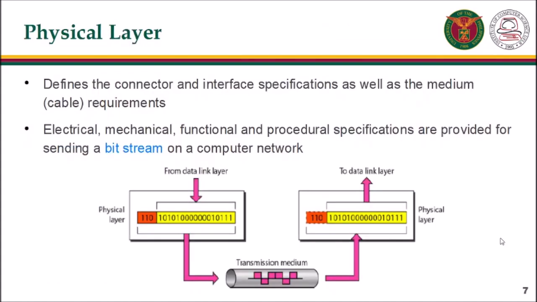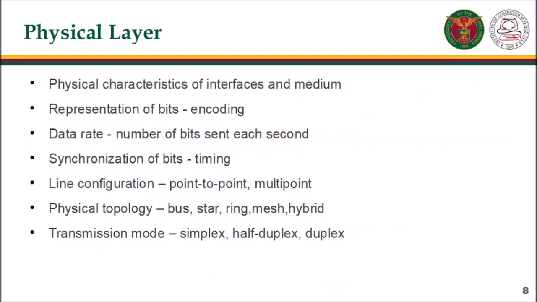The physical layer defines the connector and interface specification, as well as the medium requirements. Electrical, mechanical, functional, and procedural specifications are provided for sending a bit stream on a computer network. The physical layer also concerns the physical characteristics of interfaces and medium, the representation of bits, data rate, synchronization of bits, line configuration, physical topology, and transmission mode.